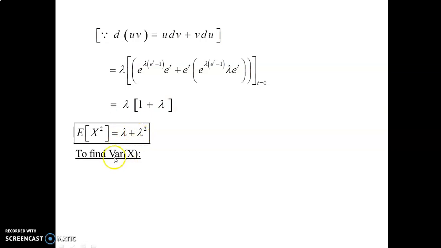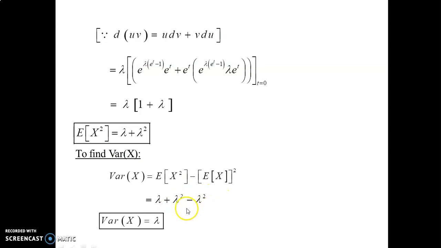Next we want to find the variance of x. The variance of x is equal to E of x square minus E of x, the whole square. Now substitute E of x square, lambda plus lambda square, minus lambda square. Lambda square is cancelled, and we get variance of x equal to lambda. So the Poisson distribution is over.